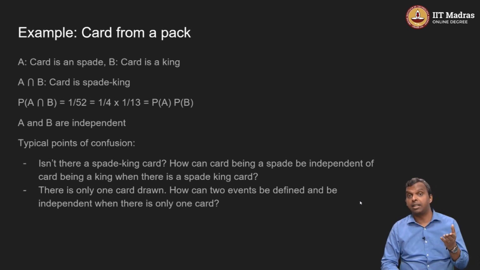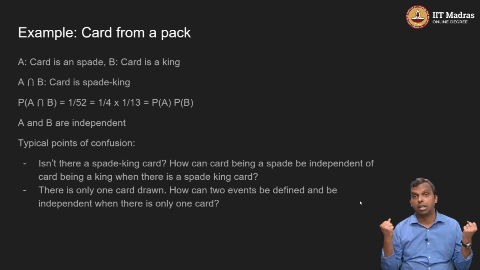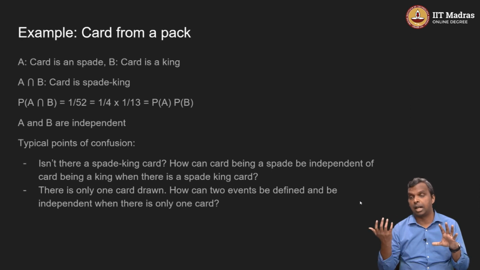The probability the card is a spade is 1 by 4, right? There are 4 suits, all of them equally likely in some sense. The card is a king, there are 4 kings, so 1 by 13 is the probability. So you see A and B are independent. When you draw a card from a pack, the event that the card is a spade has no influence on the probability of the card being a king. The card being a king before you knew it was a spade, and the card being a king after you knew it was a spade, is exactly the same, it doesn't change.